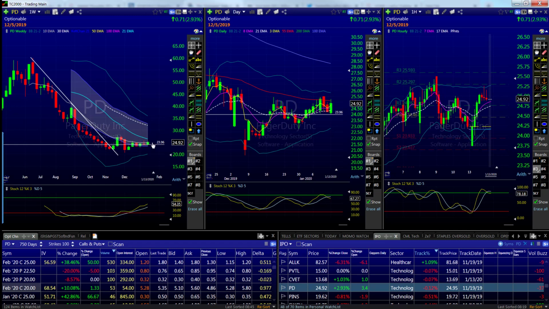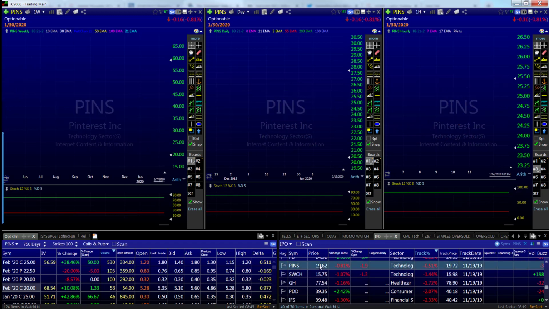PD, look at that, just sitting on 24. The 10-week needs to move higher. I think that can be a catch-up.